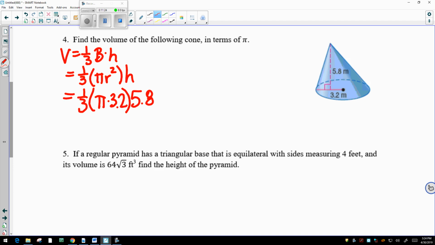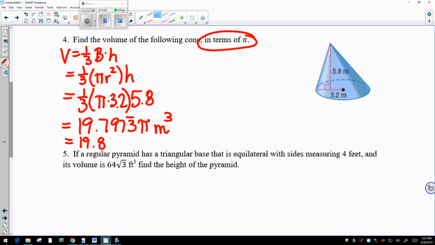Now, notice it's saying here in terms of pi. So what does that mean? It means in our calculator, we're going to type in 3.2 times 5.8 times 1/3, and don't touch the pi button. So we multiply everything except for the pi button. And when we do that, we're going to get something that looks like 19.7973 and a big bunch of threes, 3 repeating. And I could attach the pi to the end of this. So this would be our volume in terms of pi, labeling it meters cubed. Now I could round this if I wanted to, maybe to the nearest tenth, to tell you it's 19.8 pi meters cubed.